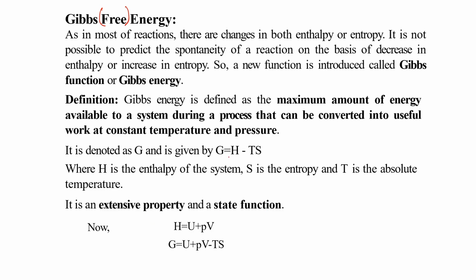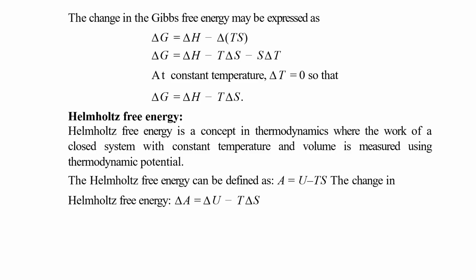So we know the expression for G: G is H minus TS, and we know the value of H. H is U plus PV, which we already discussed. So if you substitute H by U plus PV, we get G equals U plus PV minus TS. The change in Gibbs free energy may be expressed as delta G equals delta H minus delta (TS). So delta G is delta H minus T delta S minus S delta T. At constant temperature, delta T equals 0. So we get delta G equals delta H minus T delta S.